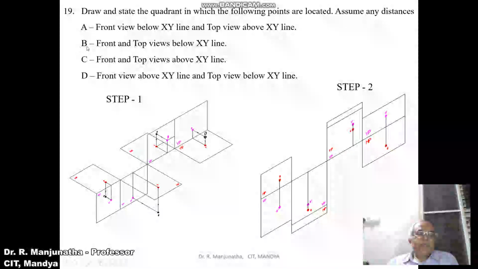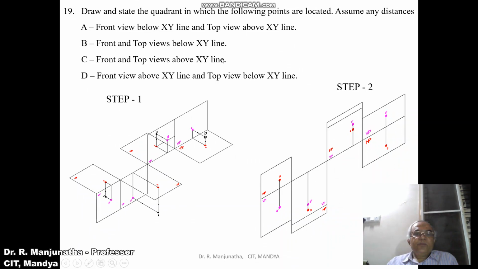In this capital B he says front and top views below XY line. The front view is already below XY line, and since the top view is also below XY line, when the HP is rotated down, the top view will also come below XY line. So it can be seen that the top view image of B, when it is rotated down, both front and top view will be below XY line. So this is the position of the point capital B in the fourth quadrant.